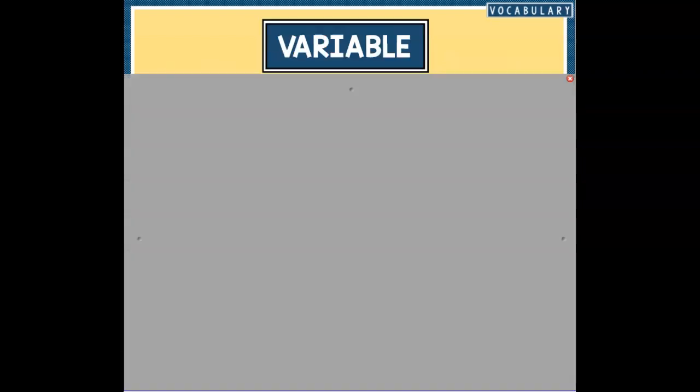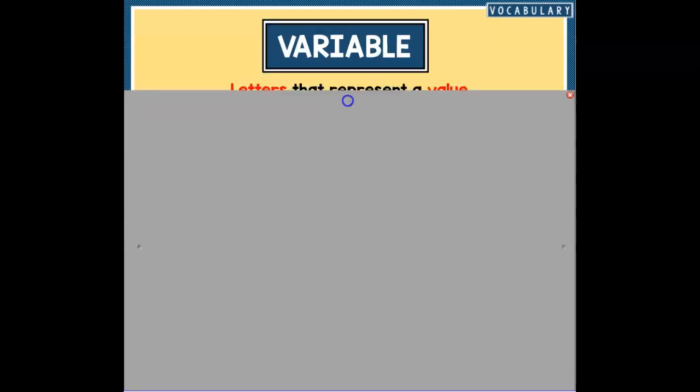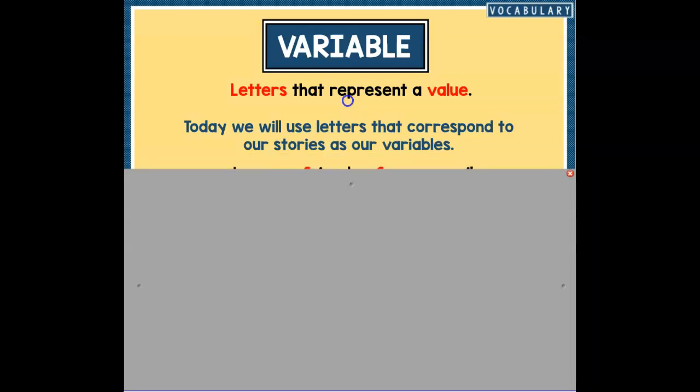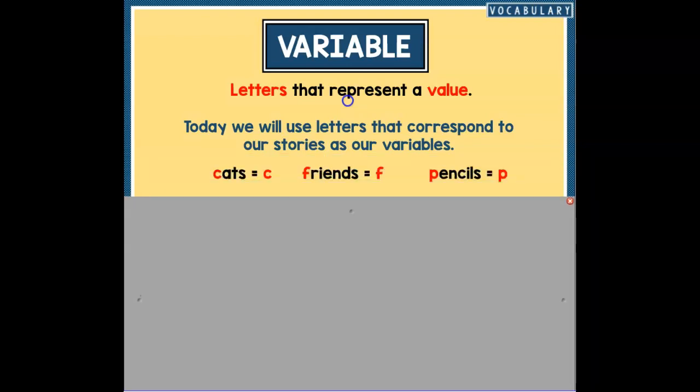Okay, we've got a variable. I hear that word vary in there. Variable, remember, is a letter that represents a value. If we're doing those puzzles, sometimes it could be a picture as well. Today we're going to use letters that correspond to our stories as our variables. So C might stand for cats. F might equal friends, and P might stand for pencils if the story is about pencils.